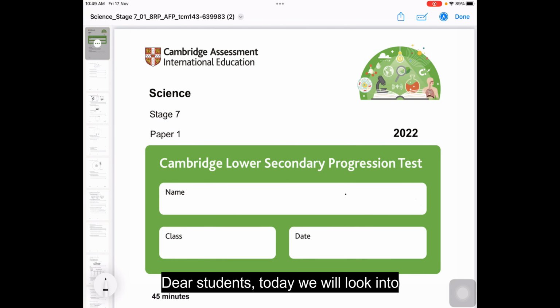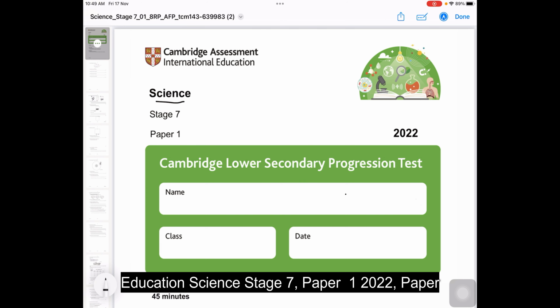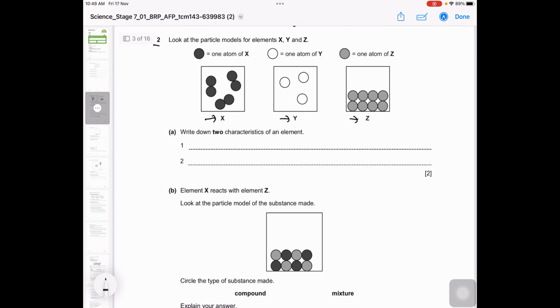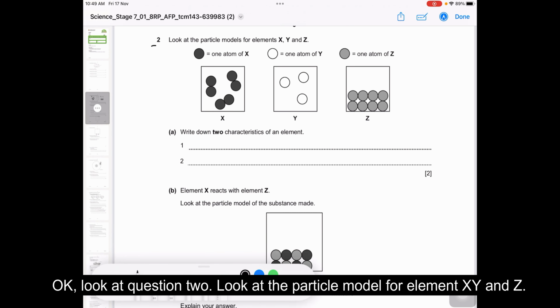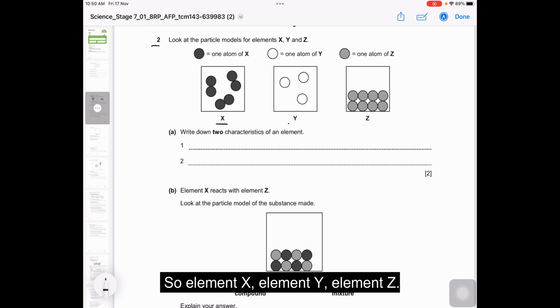Dear students, today we will look into Cambridge Assessment International Education Science Stage 7 Paper 1 2022 paper. Question 2. Look at the particle model for element X, Y and Z. So element X, element Y, element Z.